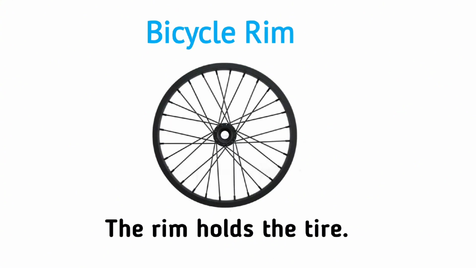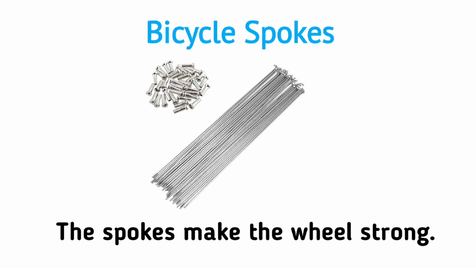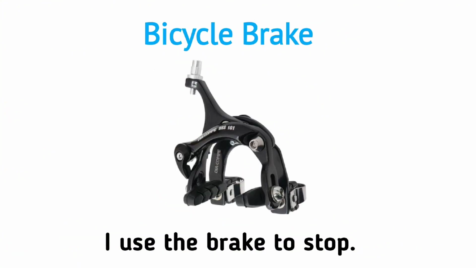Bicycle rim. The rim holds the tire. Bicycle spokes. The spokes make the wheels strong. Bicycle brake. I use the brake to stop.